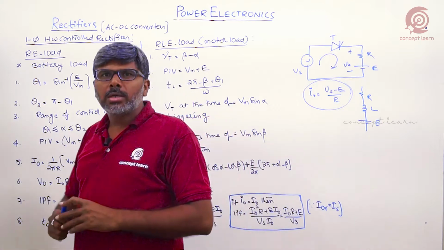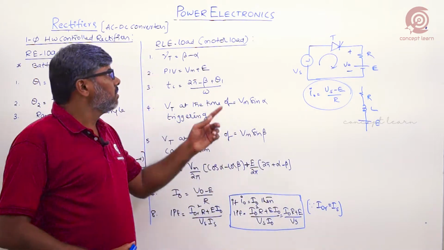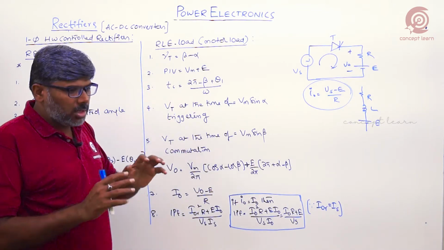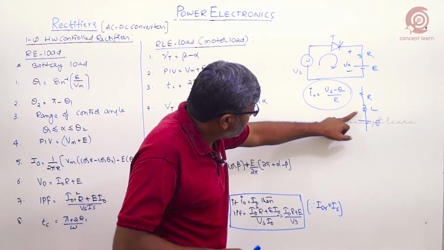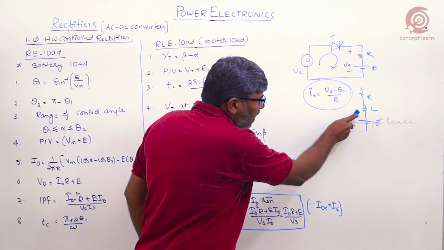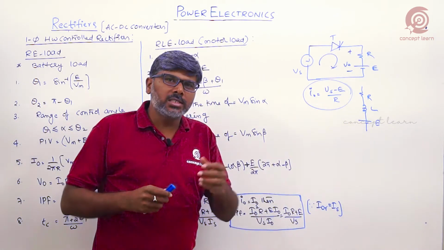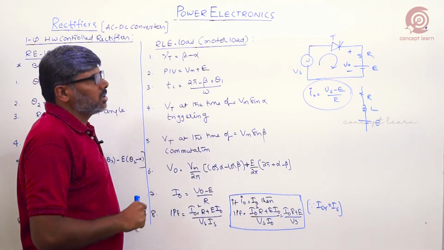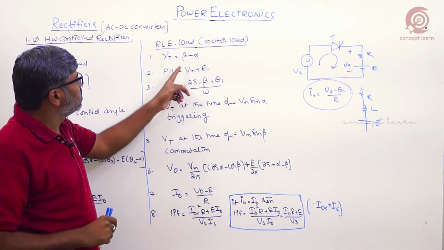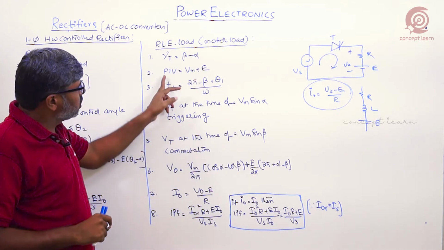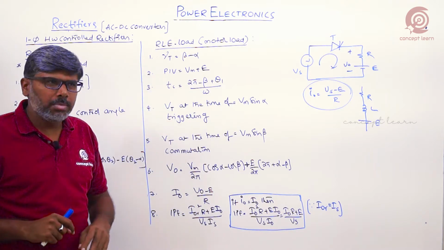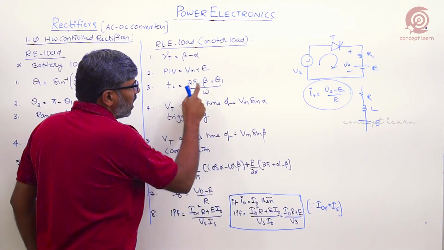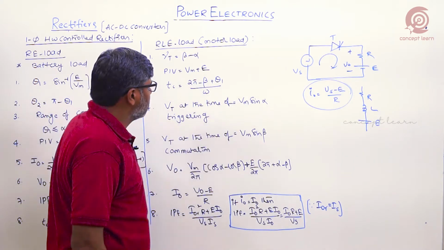Now coming to the analysis of RLE load, which is nothing but the motor load circuit. In motor load, definitely there must be inductance, right? Inductor is added in this case. When inductor is added, it extends the device operation. That is why the main switch thyristor conduction period is beta minus alpha. As with RE load, the peak inverse voltage is Vm plus E. And circuit turn-off time is 2 pi minus beta plus theta 1 by omega. Why is it beta? Because of the inductance.